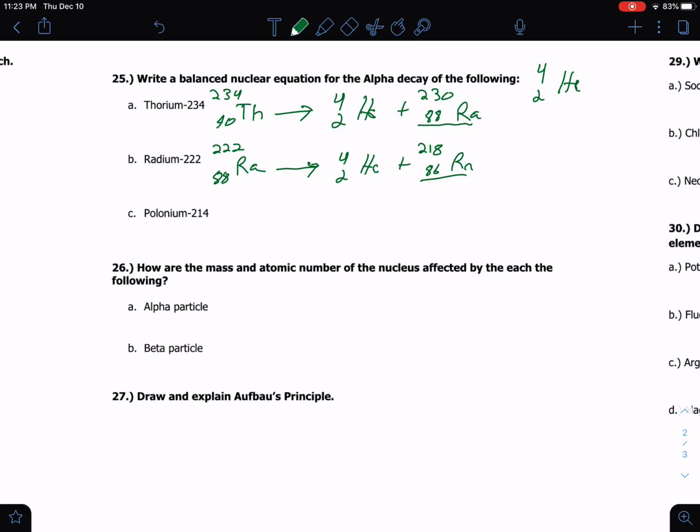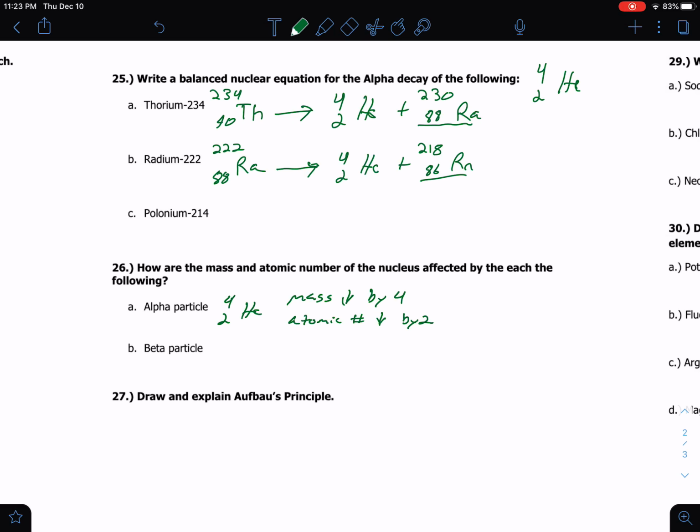Okay, so basically when we kick off an alpha particle, which is the 4,2 helium, our mass is going to decrease by 4, because we got rid of a mass number of 4. And since we're dumping off a helium that has an atomic number of 2, your atomic number will decrease by 2.